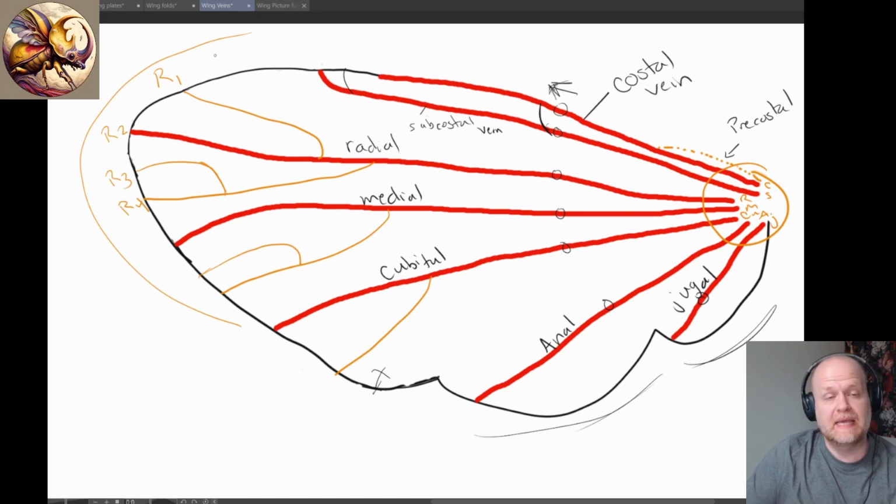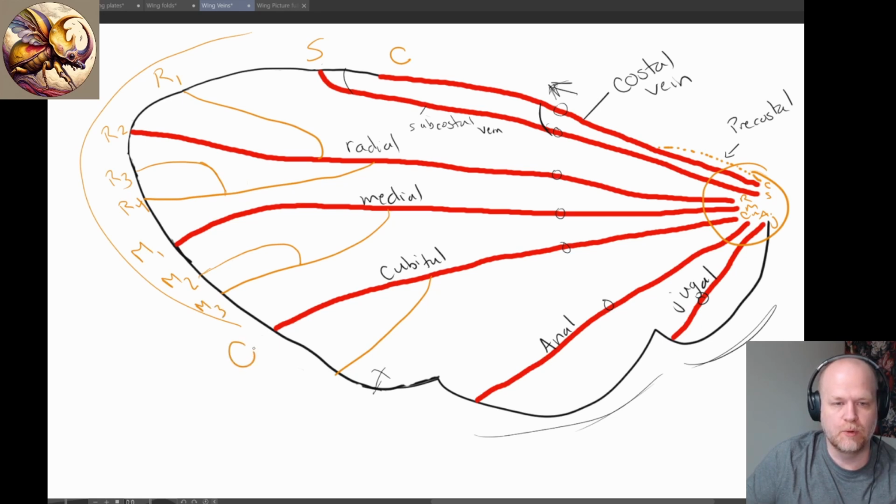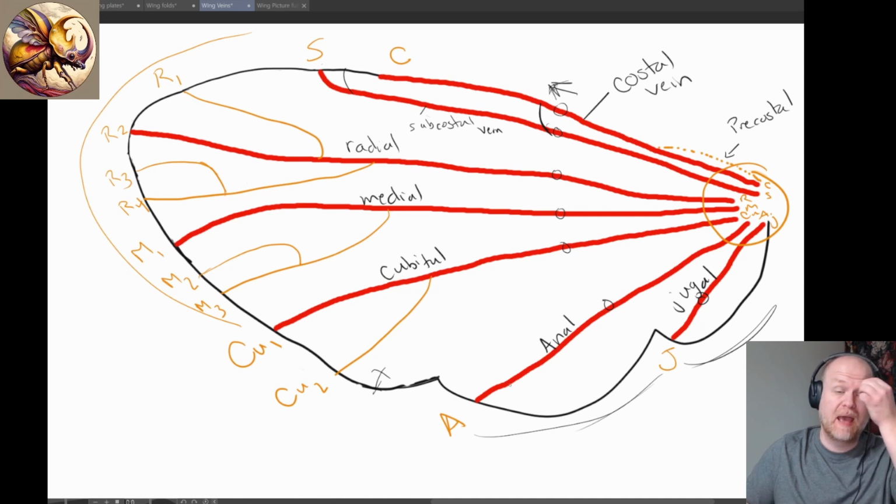Veins are, in keys and diagrams, usually just labeled with the first letter of their name. So it would be the costa, the subcosta, the radius. You would have medial 1, medial 2, medial 3. Cubital is abbreviated as CU, so this would be CU1 and CU2. Anal is A, and jugal is J. And that's how the vein naming system works, generally.